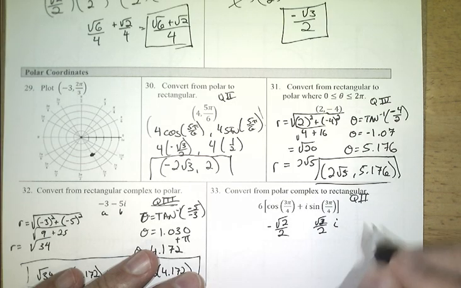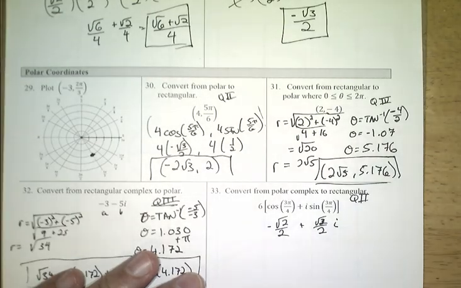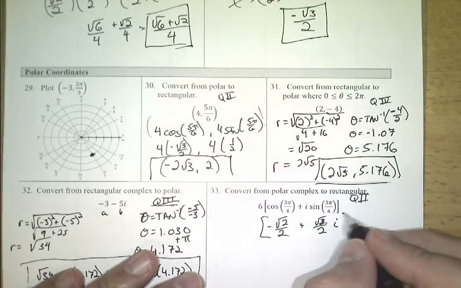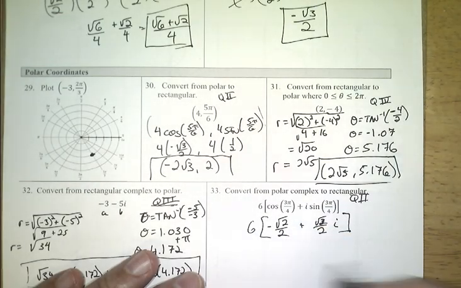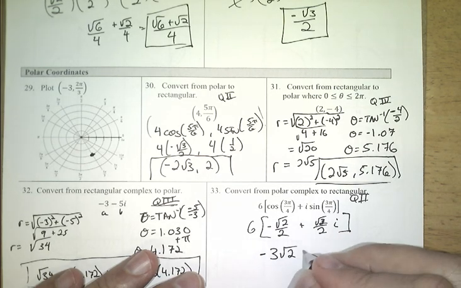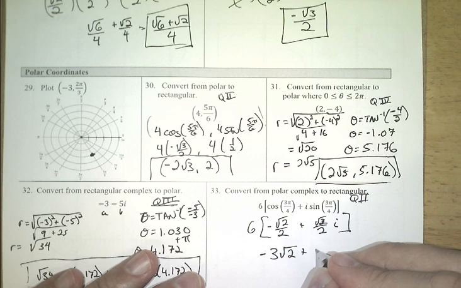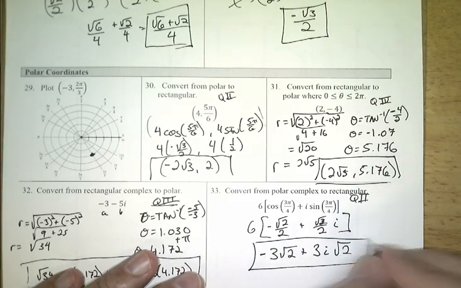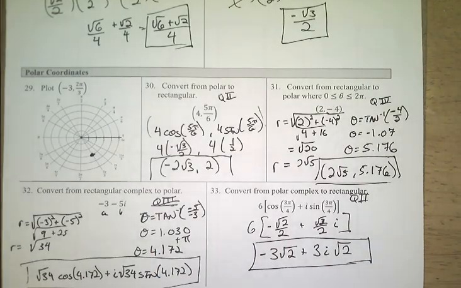And so we'll have root 2, so that'll be plus, root 2 over 2 i, all of that times 6. So distribute the 6, and you should get negative 3 root 2 plus 3i root 2, which is usually the normal way to write that.